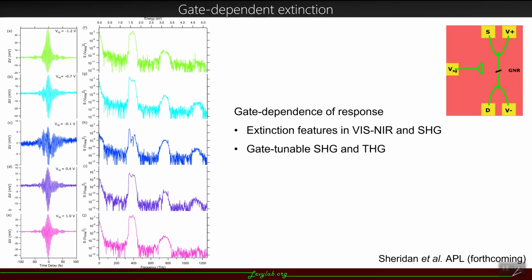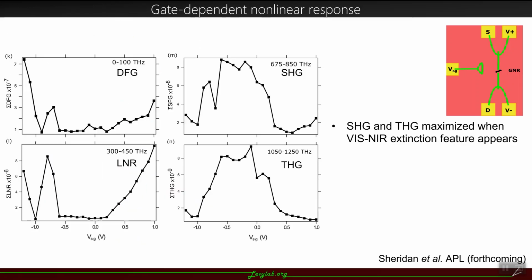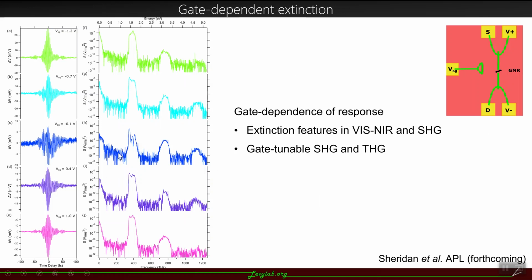We can look at the gate dependence of the nonlinear response by plotting the integral of it versus gate, and these are shown here. And what's interesting to note is that the second and third harmonics are maximized when these extinction features appear. And the terahertz response, or the DFG response, matches that of the linear response. So if I flip back, you can see when these extinction features appear, the second and third harmonics are strongest.